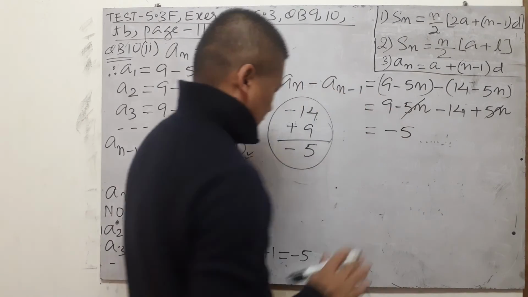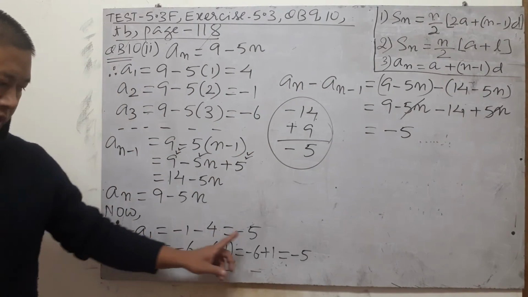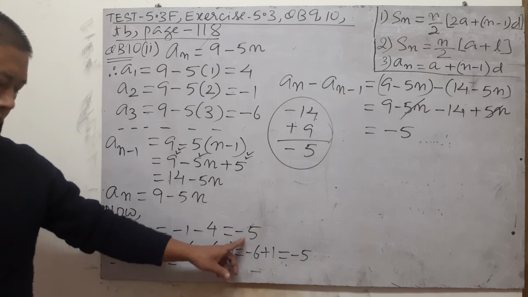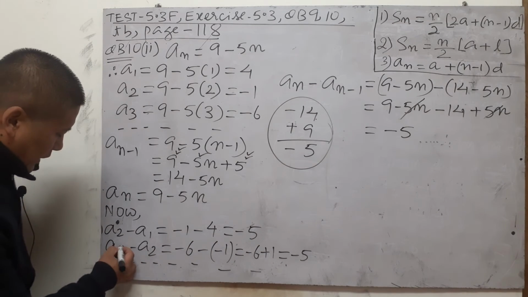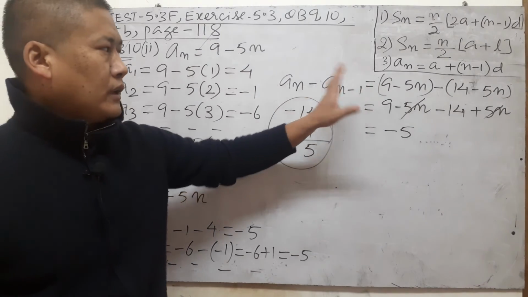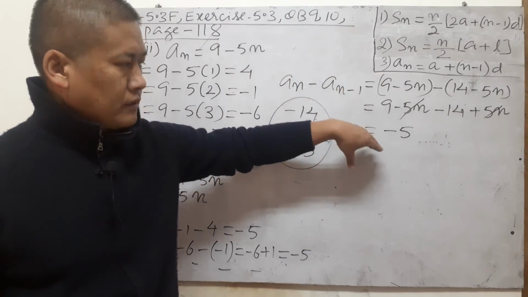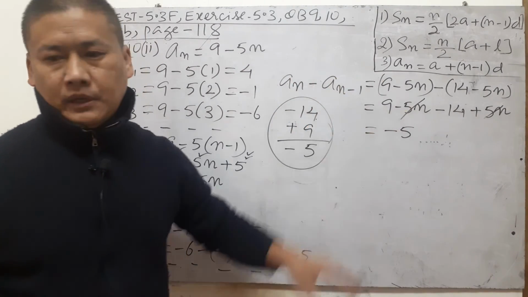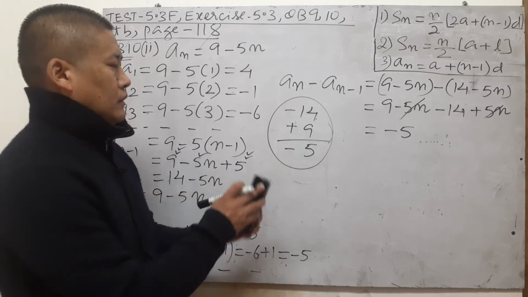So it's the same here. See, A2 minus A1 is minus 5. A3 minus A2 is also minus 5. Likewise, an minus 1, higher minus lower, the next consecutive lower value, is again minus 5. So it's the same every time.